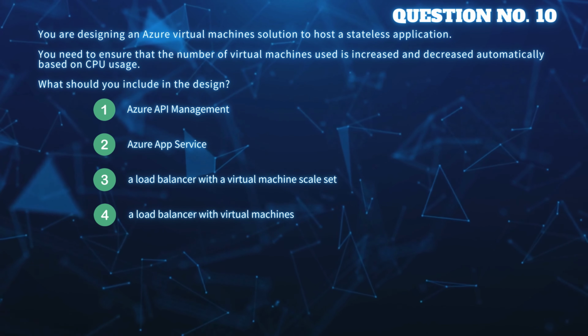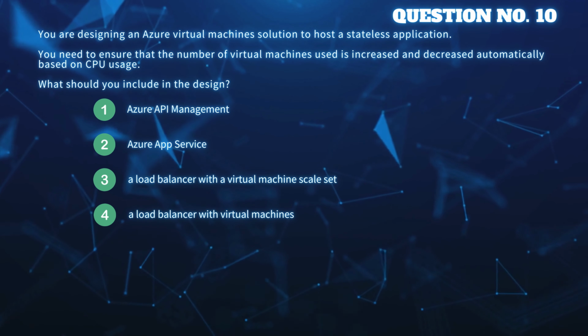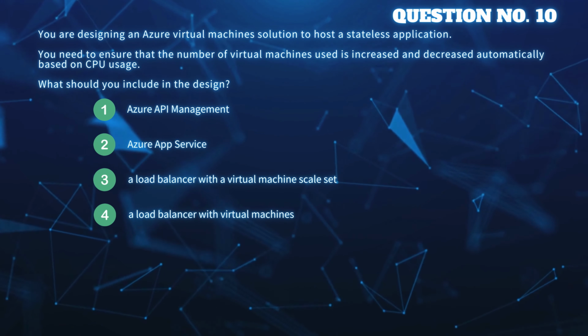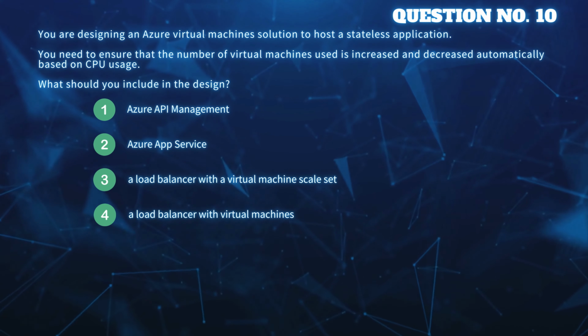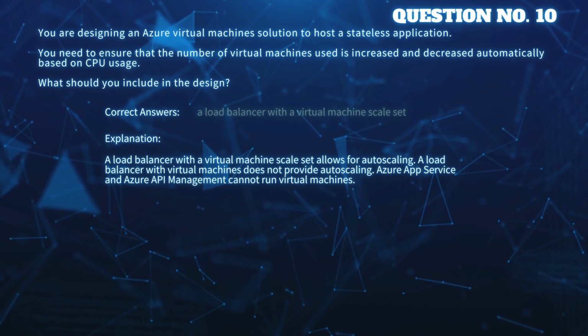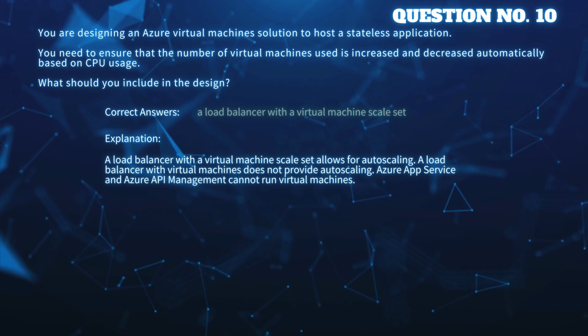Option 1, Azure API Management. Option 2, Azure App Service. Option 3, a load balancer with a virtual machine scale set. Option 4, a load balancer with virtual machines. Correct answer, a load balancer with a virtual machine scale set.